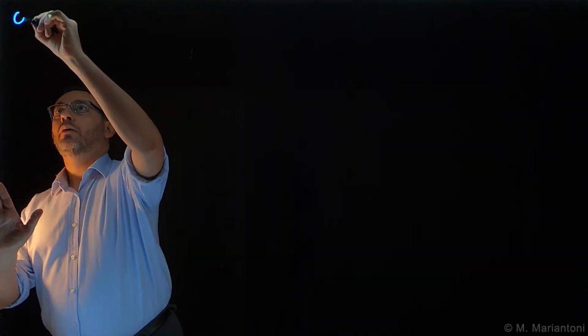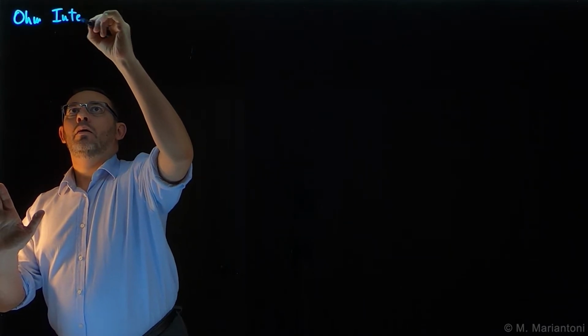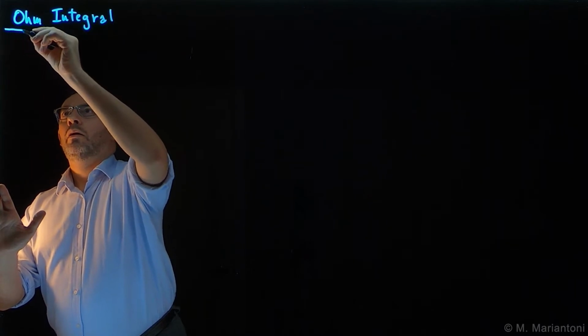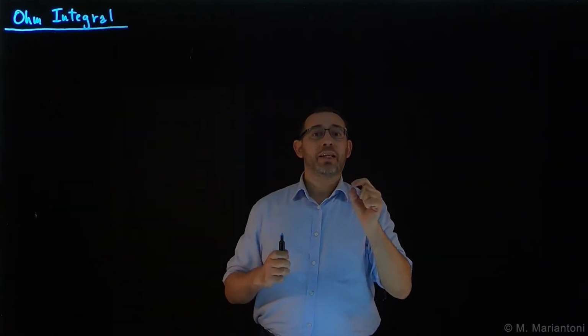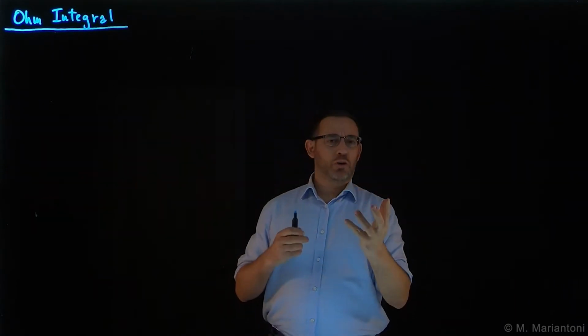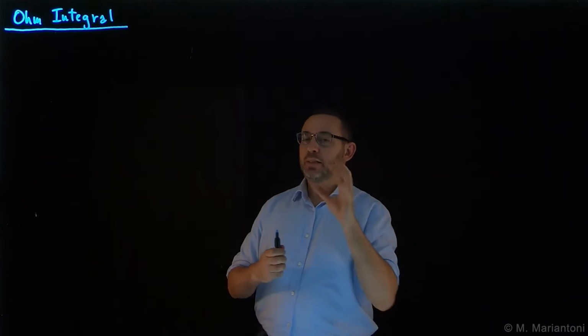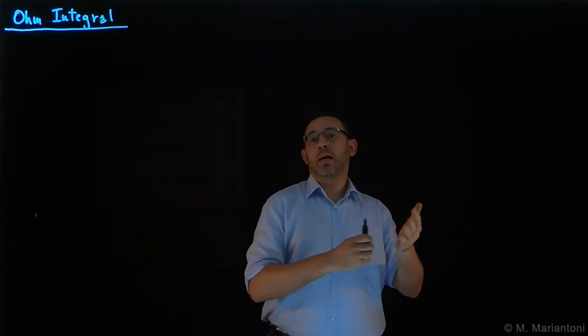The name of this video is Ohm Integral. In a previous video, we examined Ohm's law in local form, which connects, of course, the electric field E and the current density J. In this case, we want to find the integral form, which is the well-known potential equals resistance times current.